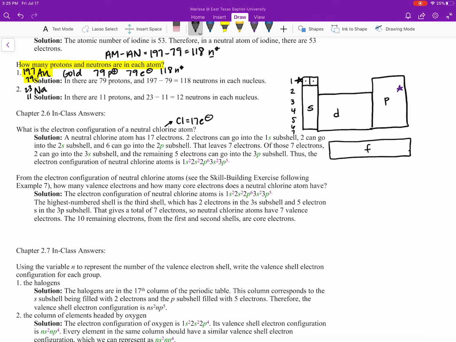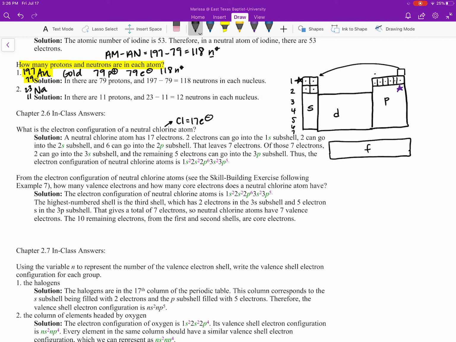1s1, 1s2. There's no 1p in the first row. There's no elements up here. Remember, helium is on this side, but we're going to move helium over here next to hydrogen. So then I'm immediately going to move down to the next row, which is 2s1, 2s2. Then I'm going to skip over into the second row, and it's going to be 2p1, 2p2, 2p3, 2p4, 2p5, 2p6.